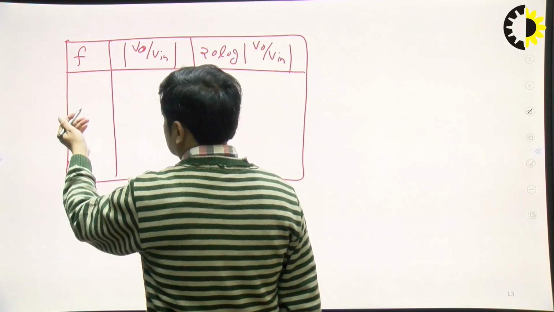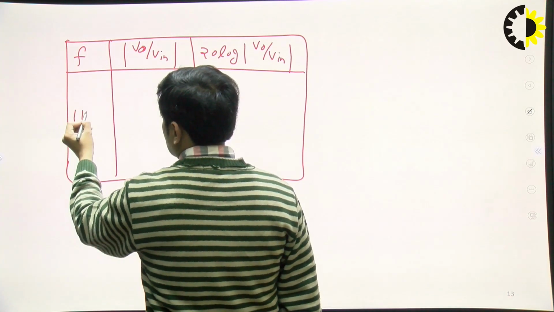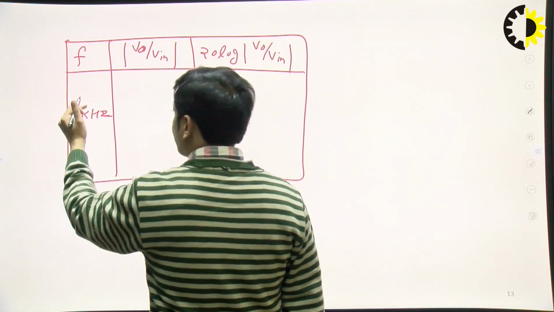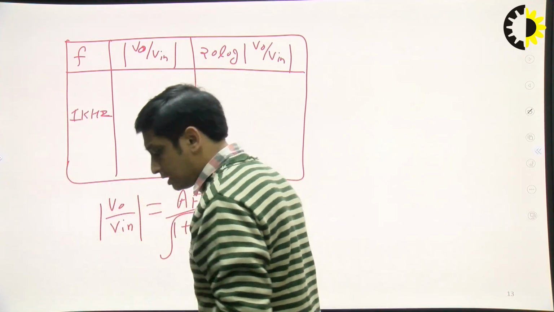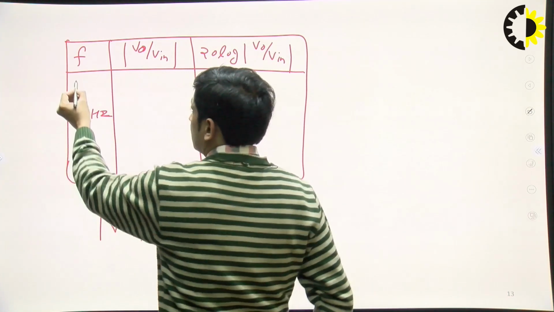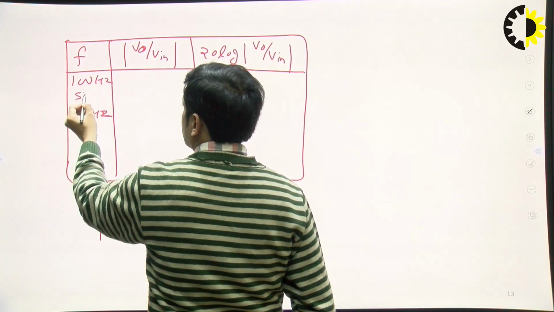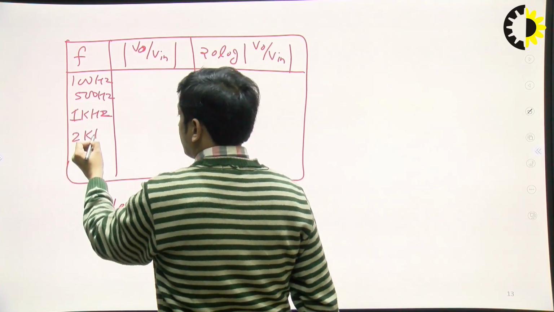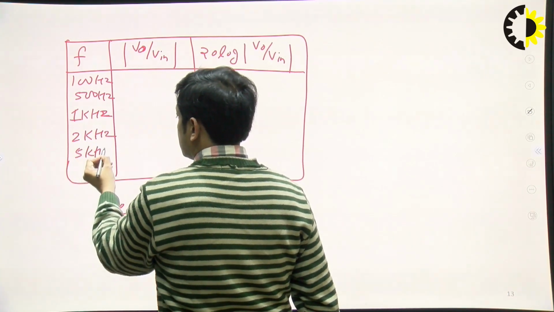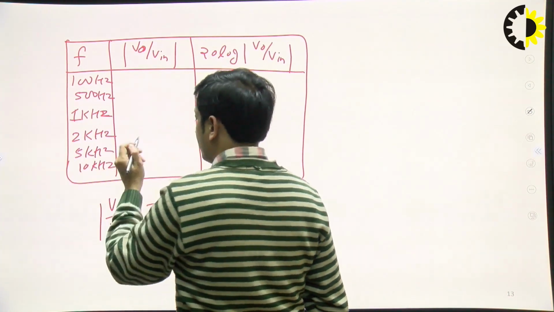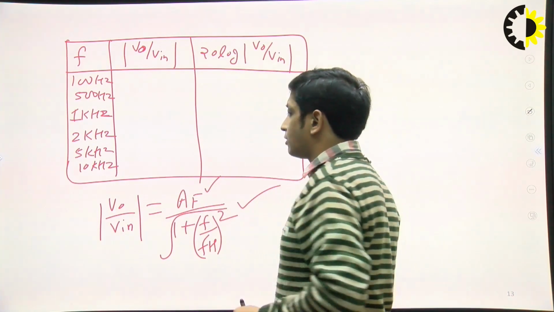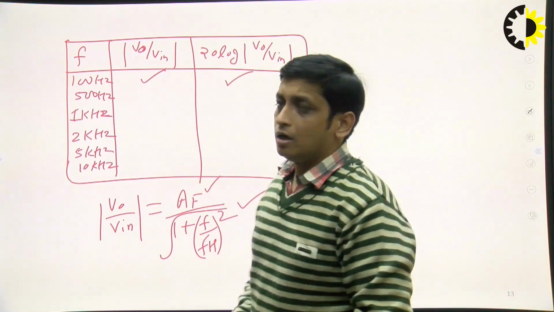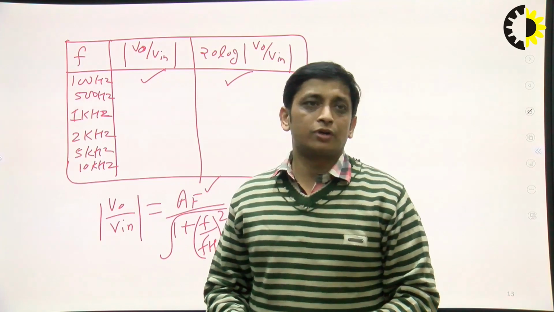So you need to take some values of frequency, and obviously you will take 1 kilohertz definitely, because 1 kilohertz is the cutoff frequency. So take few frequencies lesser than 1 kilohertz. Let's say 100 hertz, 500 hertz. Then similarly take few frequencies above cutoff frequency. Let's say 1 kilohertz, 5 kilohertz, 10 kilohertz. Now this is the value of F, and with the help of this voltage gain equation, you can find out the value of V0 upon Vin. Further, with the help of calculator, you can find out that voltage gain in dB.